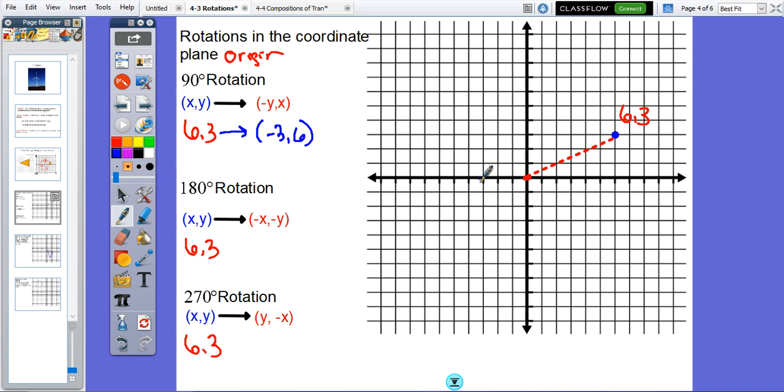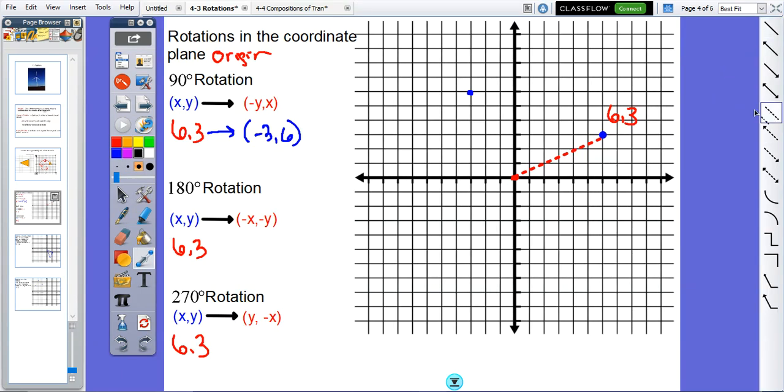So we got 1, 2, 3, negative 3, and then up 6. 1, 2, 3, 4, 5, 6. Right there. That's our point. Let's connect it all together and see what happens. So if it's done right, it should look roughly about like a 90 degree angle to the center. Look at that. I would say that looks about 90 degrees. So we're good. All right, let's look at the next one right here.